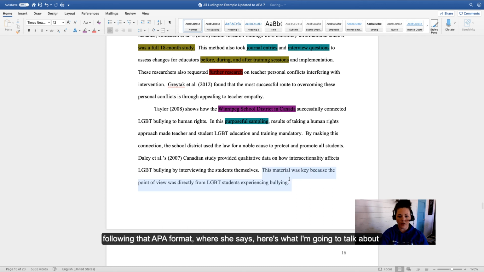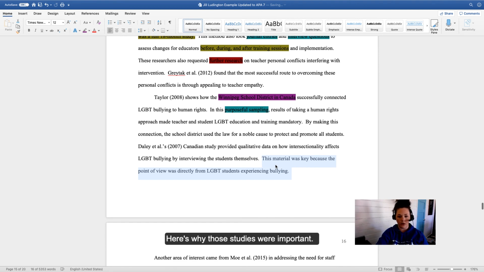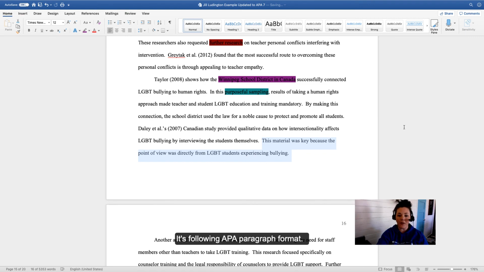And notice she's following that APA format where she's like, here's what I'm going to talk about, these two studies. Here's some specific information about these studies. Here's why those studies were important. It's following APA paragraph format.